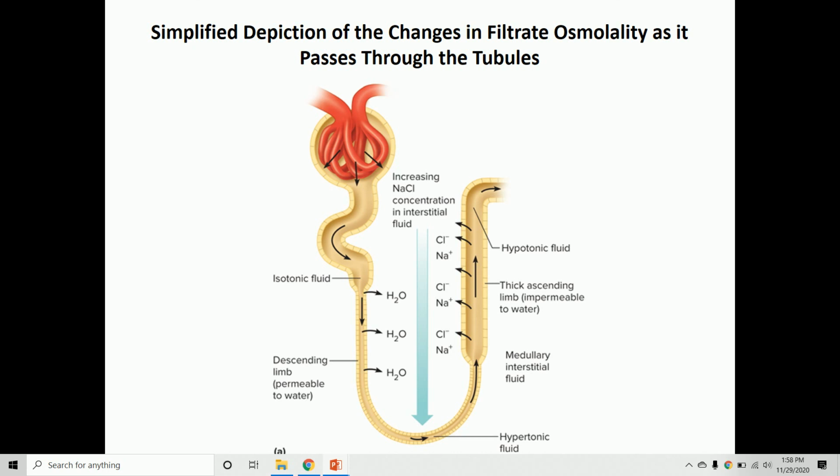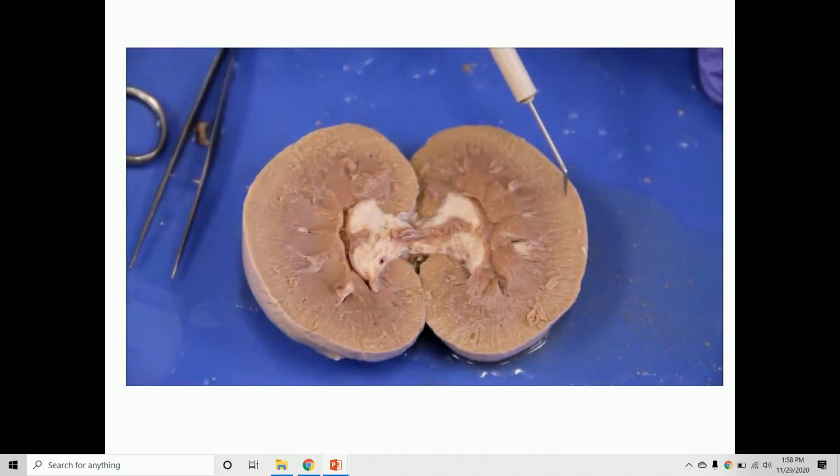Okay, so here it is. Again, we see that image. And this is what a kidney looks like. Hopefully, maybe in another class, you are able to dissect an actual kidney. And then I will see you folks in the next tutorial.